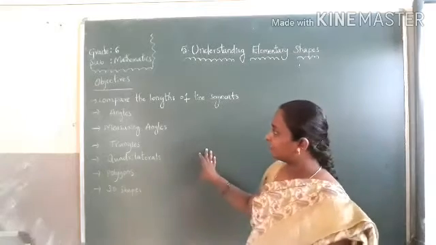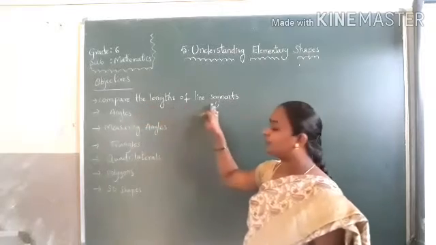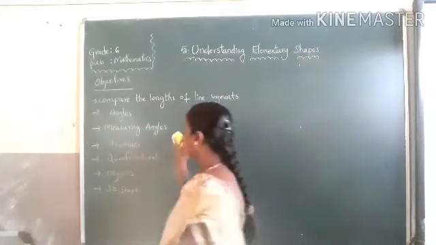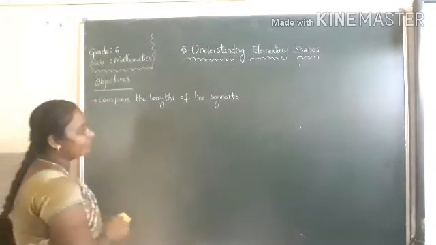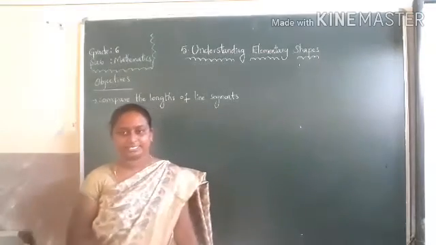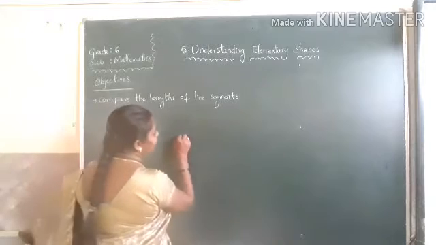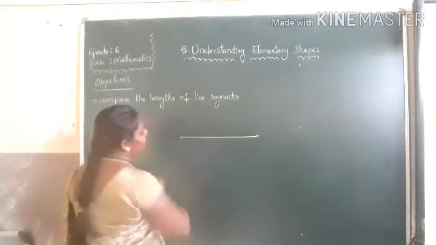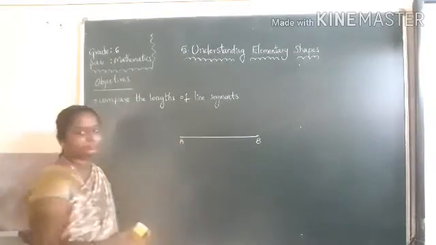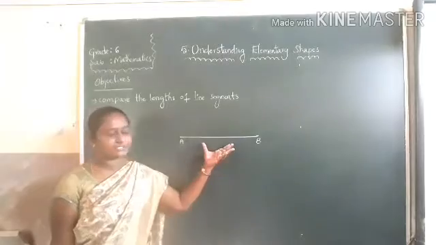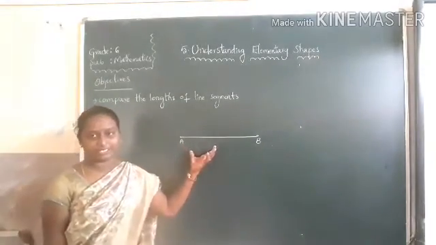Very good. So first of all we have to start with comparing the lengths of line segments. First of all, tell me what is meant by line segment. A line segment is the shortest path between two points. It is called a line segment. A line segment is a section of a line. It has two end points.